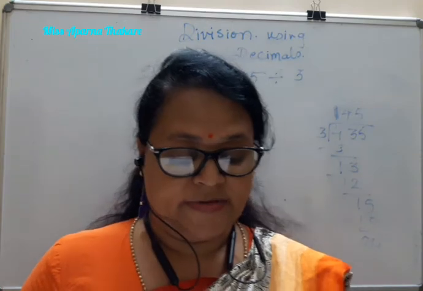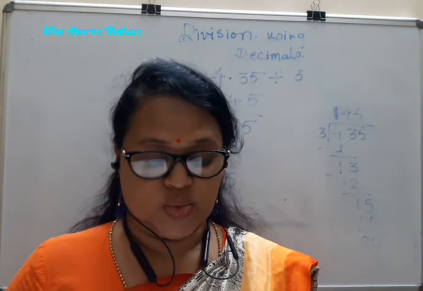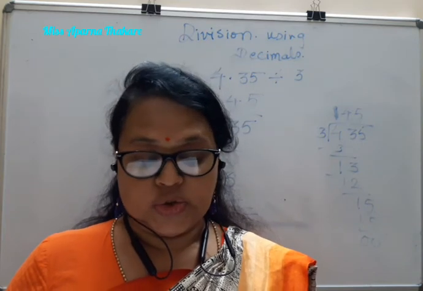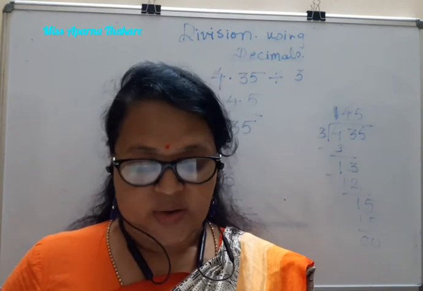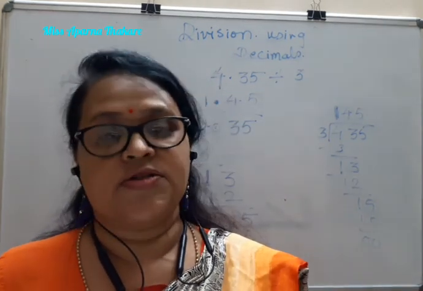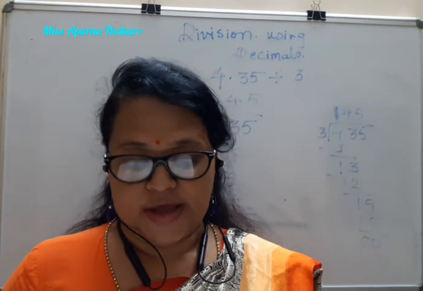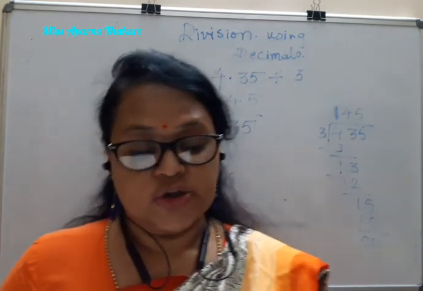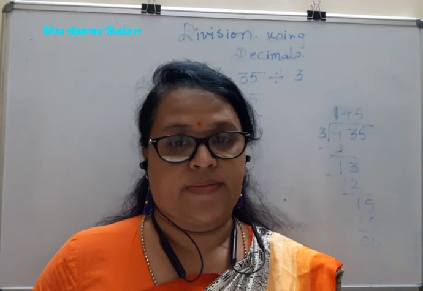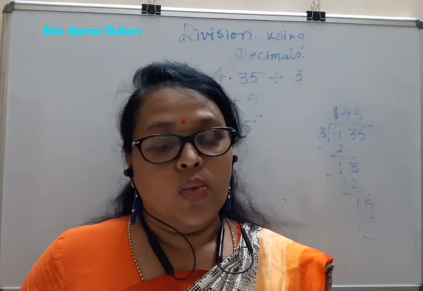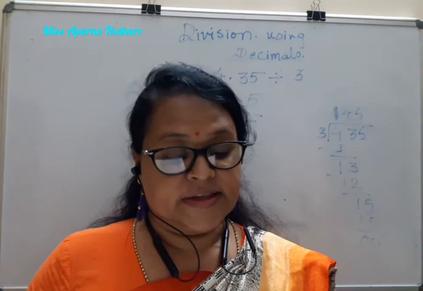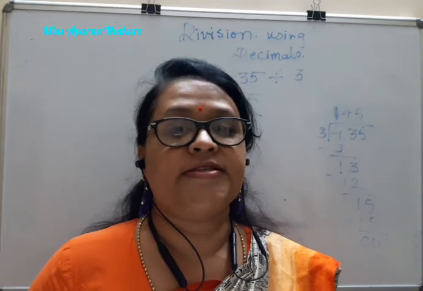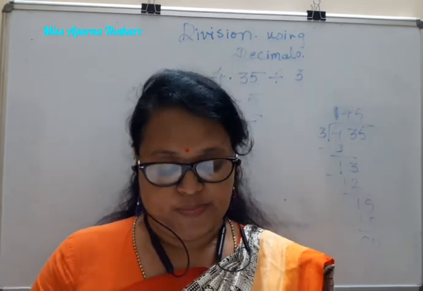So the first step: 3 ones are 3, and 4 minus 3 is 1. Then the decimal point goes up, and 3 comes down. 3 fours are 12, remainder 1, then 5 comes down and 3 fives are 15. So the answer is 1.45. We do not show the decimal in the working of the sum. We give the decimal point according to the numbers given in the dividend and divisor.